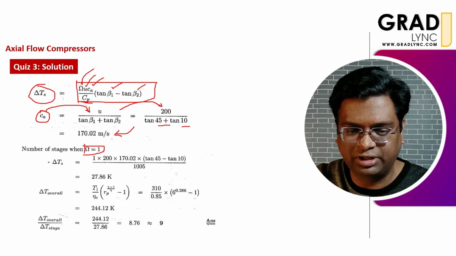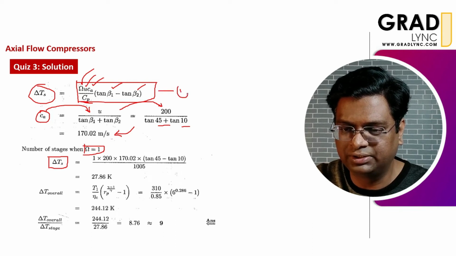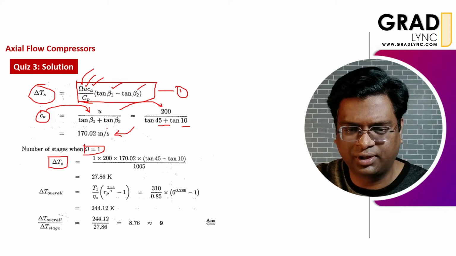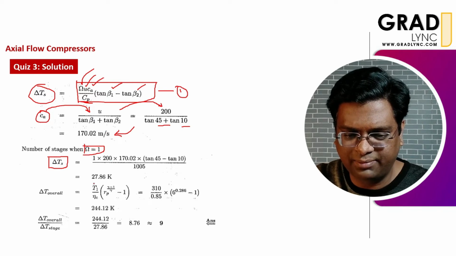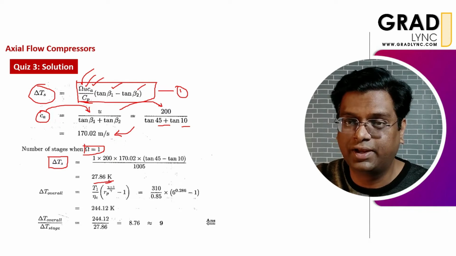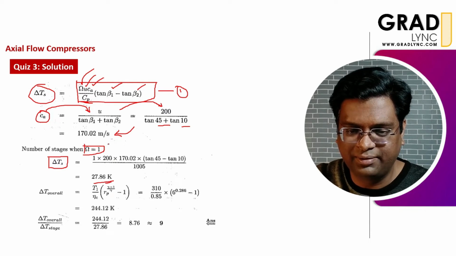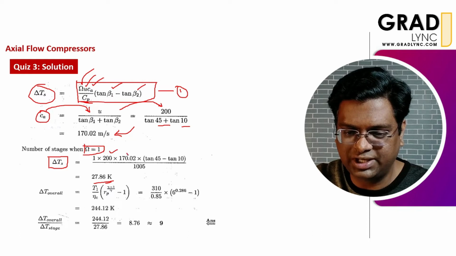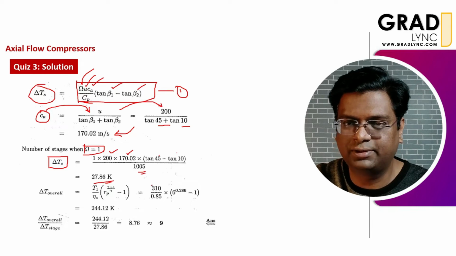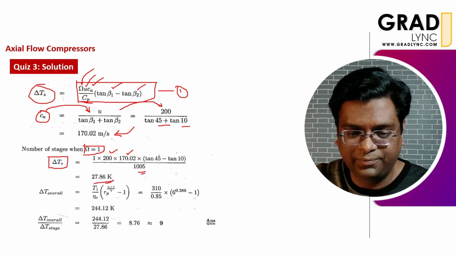So if the work done factor is 1, the change in temperature per stage is calculated using this equation. Let's call this equation number 1. So using equation number 1, you just substitute all the values, and the temperature rise in each stage is given as 27.8 Kelvin. Because I know the value of U, CA I just calculated, beta 1, beta 2, and the CP value 1005 joules per kg Kelvin. And with this, I get the temperature rise in each stage as 27.86 Kelvin.